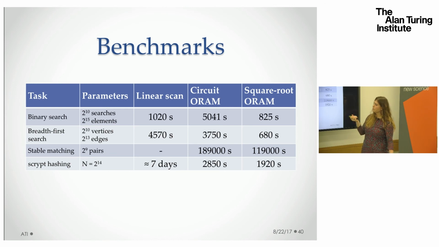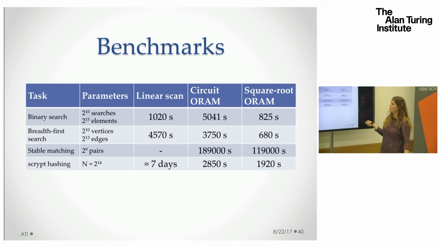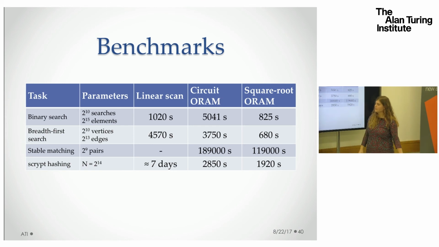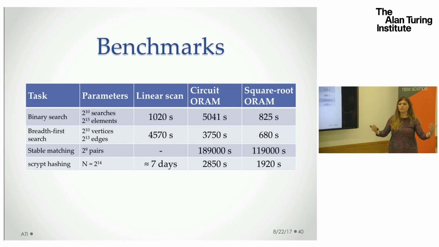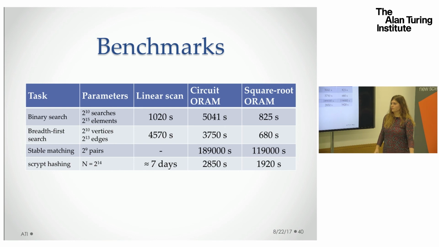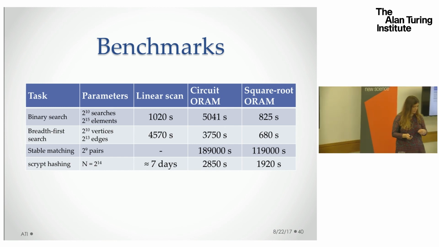And then in stable matching, I think linear scan was so expensive that we couldn't run it. Scrypt really pushed the boundaries of linear scan, so we had to run it for 7 days. Scrypt is this hash function that is meant to reduce the possibility of parallelization. We just had an implementation of scrypt, and we decided it's a good example to try it on. And again, here, square root ORAM outperforms the other two options.